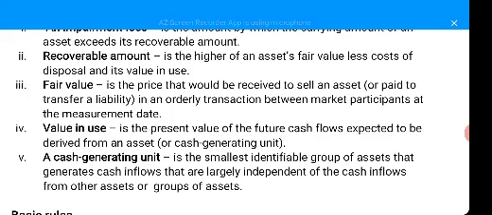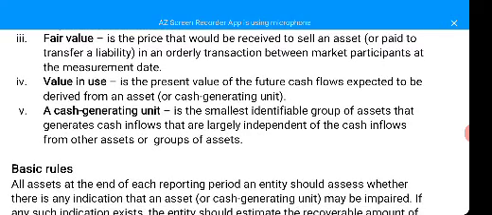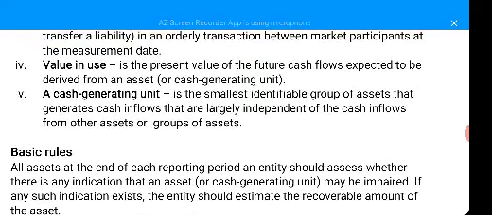Now, what is fair value? This is as treated in IFRS 13. It's the price that would be received to sell an asset or paid to transfer a liability in an orderly transaction between market participants at the measurement date. Value in use is the present value of the future cash flows expected to be derived from an asset. That is, the future income you want to derive from an asset. When you look at the present value, that is your value in use.